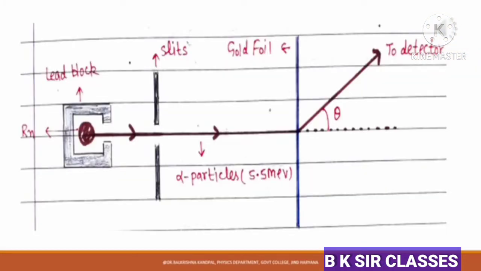Here is a diagram showing the Rutherford scattering experiment. A radon source is used, which emits the alpha particles, and this radon source is kept under a lead block. A slit is used in front of this radon source, and the alpha particles coming from the radon source pass through the gold foil, where there may be scattering that can be detected through a detector.